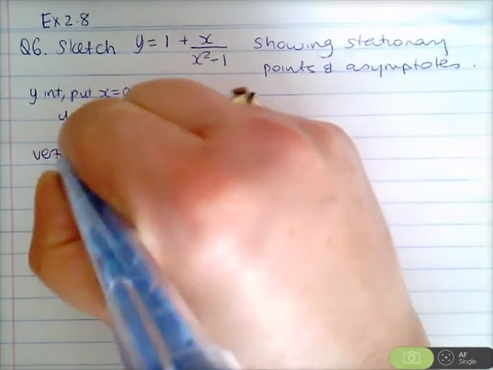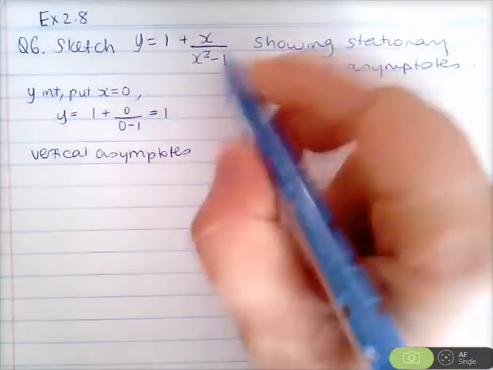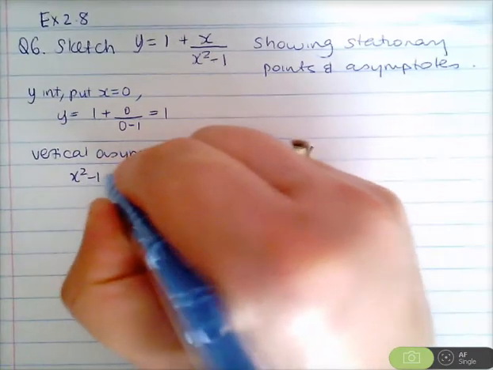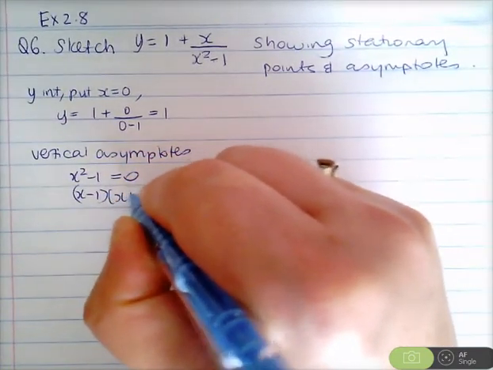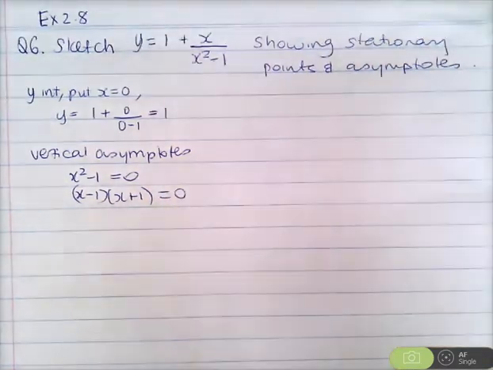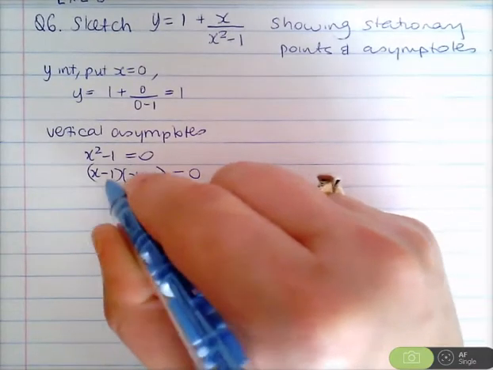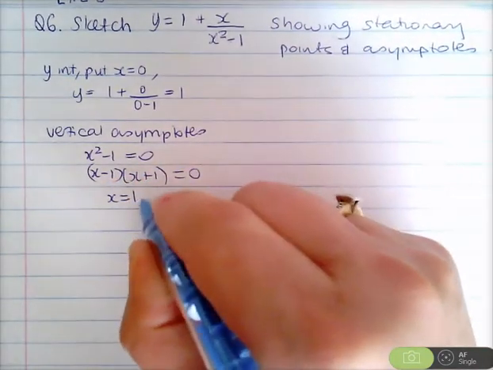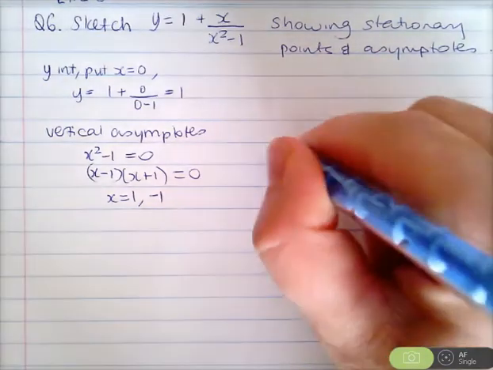Vertical asymptotes. Remembering that the denominator can't equal 0, we'll just look and see where the asymptotes are. Factorising x squared minus 1, we get x minus 1, x plus 1 equals 0. Therefore, we've got vertical asymptotes at x is positive 1 and x is negative 1.